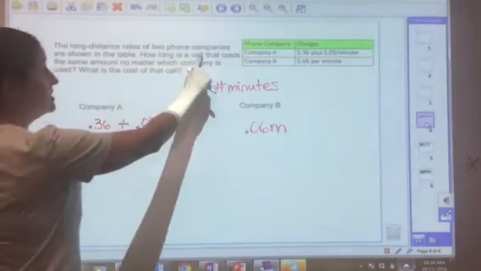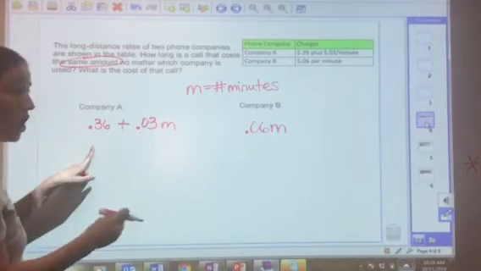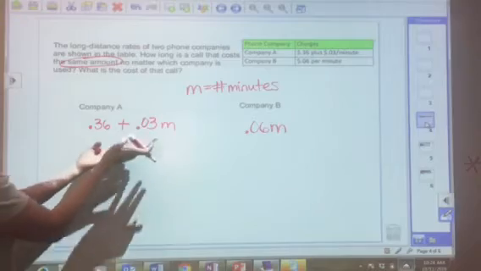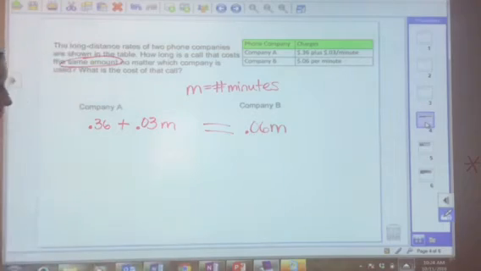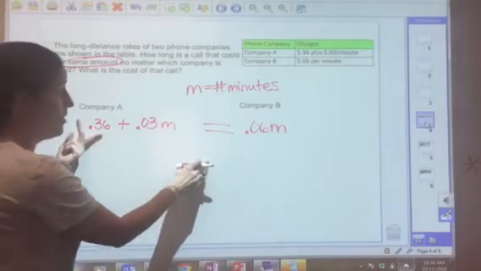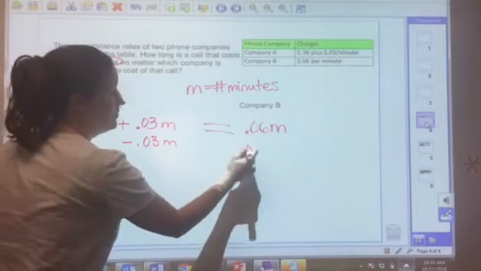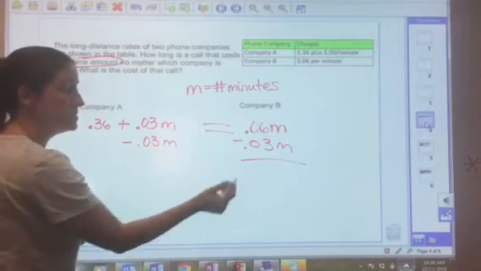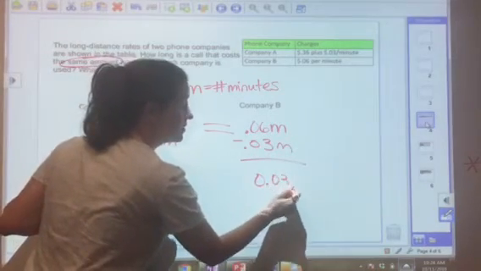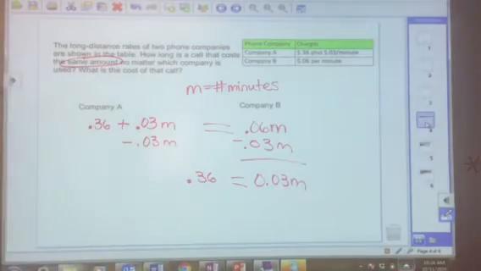It says, how long is a call that costs the same amount? When will these two companies cost the same amount? So basically, I'm saying, for what value of M will these two expressions be equal? So notice we have an equation with variables on both sides. I have a constant here, so I'm going to get all my variable terms to the opposite side by subtracting. 6 cents minus 3 cents is 3 cents. Bring down my 0.36.